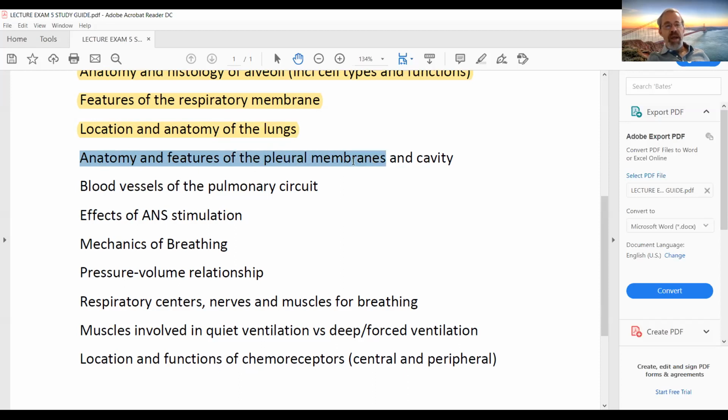The lungs are surrounded by pleural membranes. Remember, these are some more of those serous membranes that we spoke about with the heart. So again, just know the anatomy, the features of them.